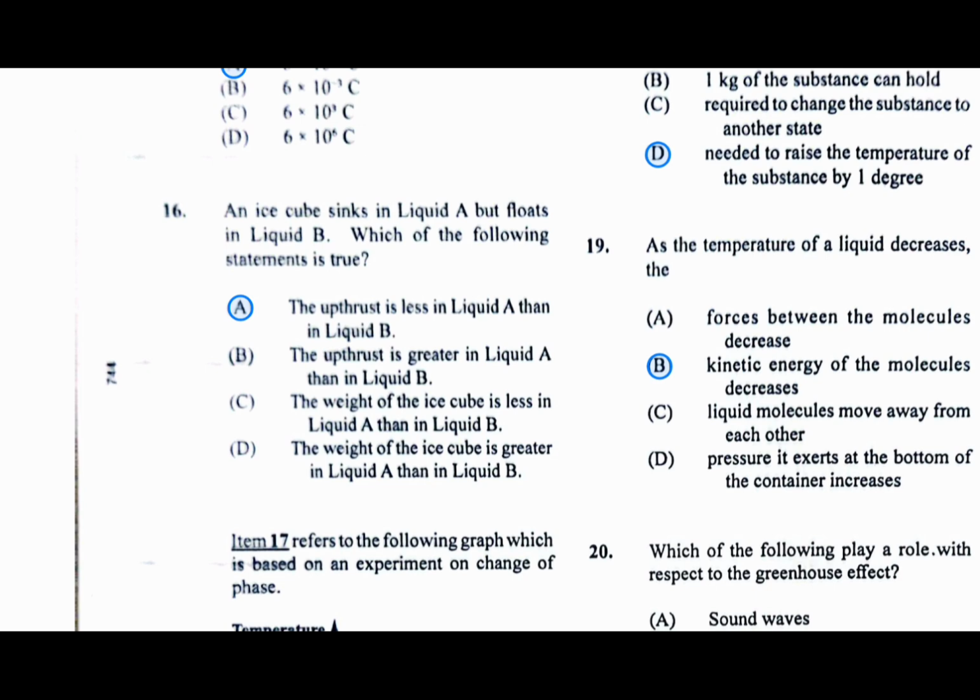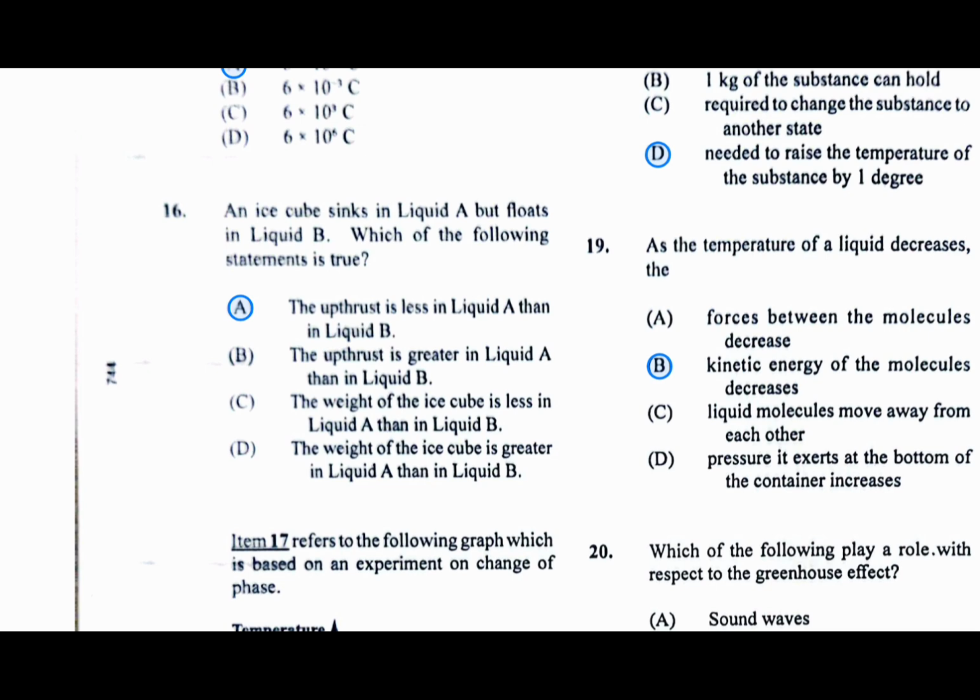Question 16. An ice cube sinks in liquid A but floats in liquid B. Which of the following statements is true? So guys, I have a question. Where would you all float better? Would you float better in a pool or in a very salty sea? The answer should be in a very salty sea, and that's because the salty sea is going to be more dense. So denser liquids have a greater buoyant force, and so they would provide a greater upthrust.